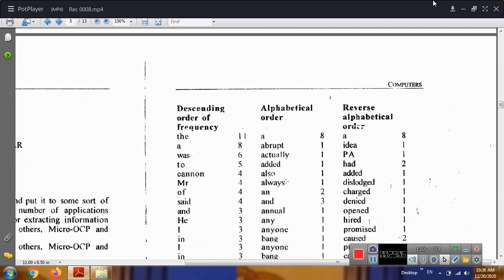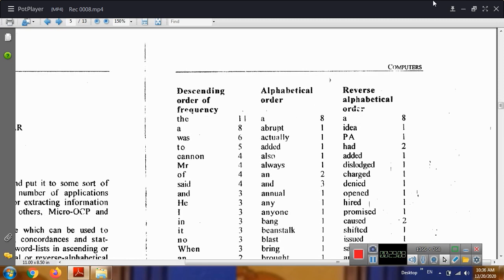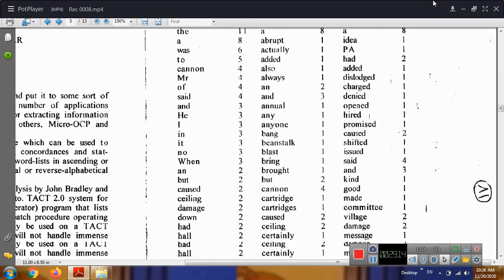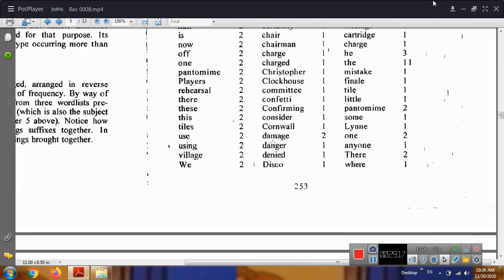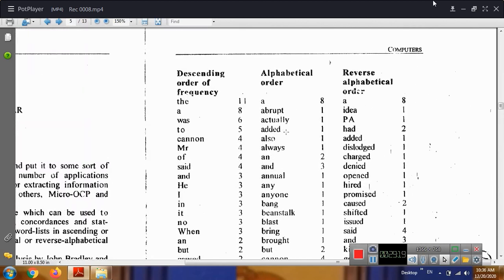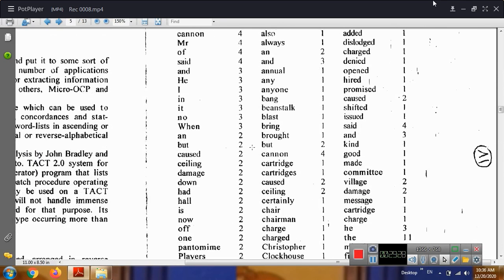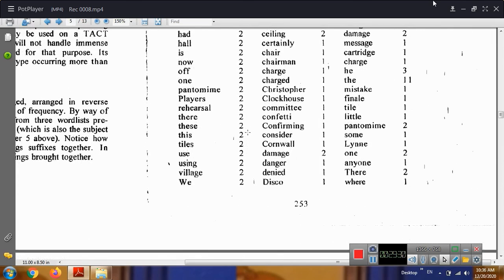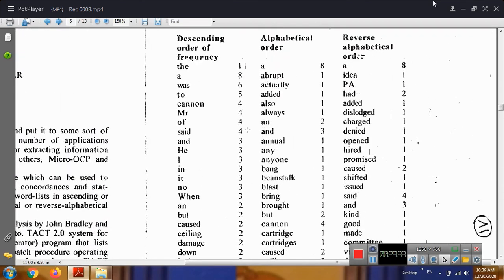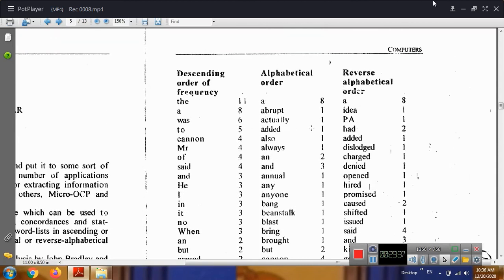About the alphabetic order word list, here you can see the arrangement of words according to their alphabetic order, where A comes first and then B and C in this way. You can see, for example, A, their frequency is different. Any, caused, denied. Here their frequency is not important.